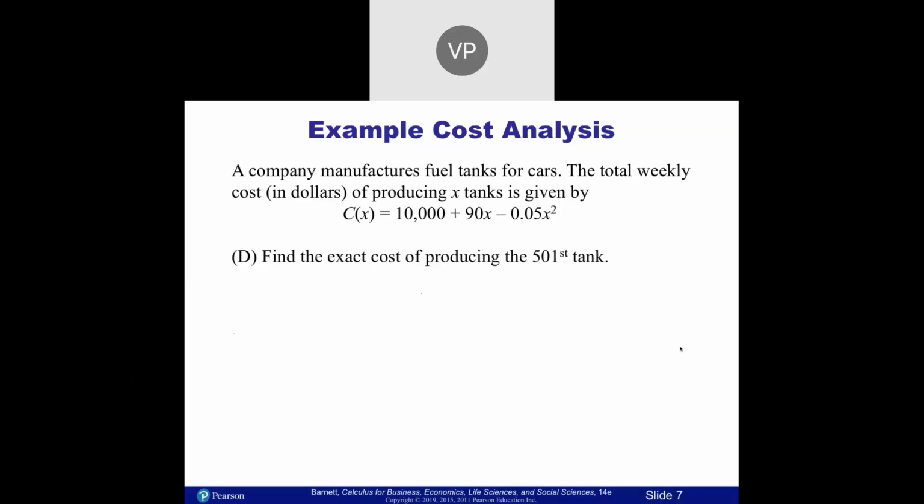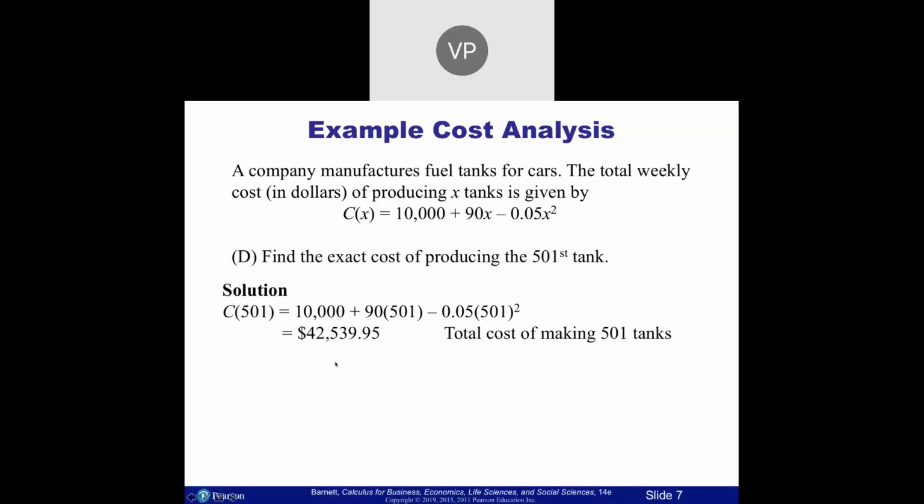Now we're going to find the exact cost. So we estimated it's going to be about 40. Now we'll see what the 501st one is. And remember how we do this. You take the total cost of 501. Now remember, notice this is not the derivative equation. It's the original equation right here. If I plug in 501, that's the total cost of producing 501 tanks. So in that equation, every x becomes a 501, and we get this total cost of $42,000.